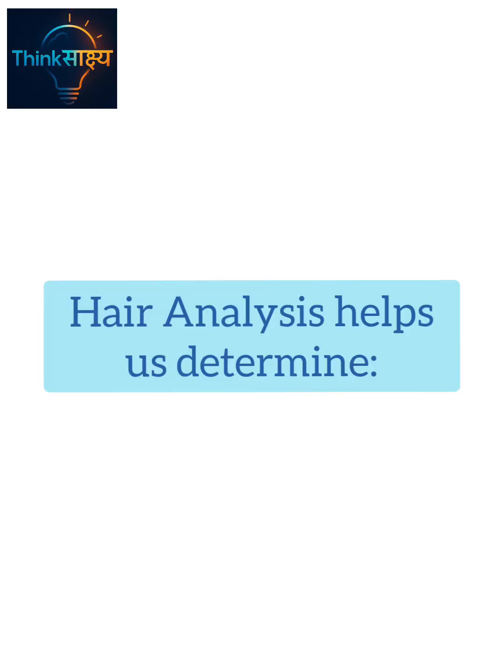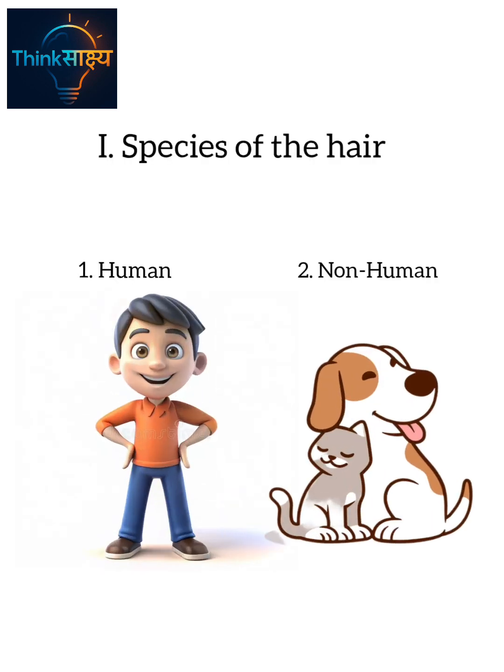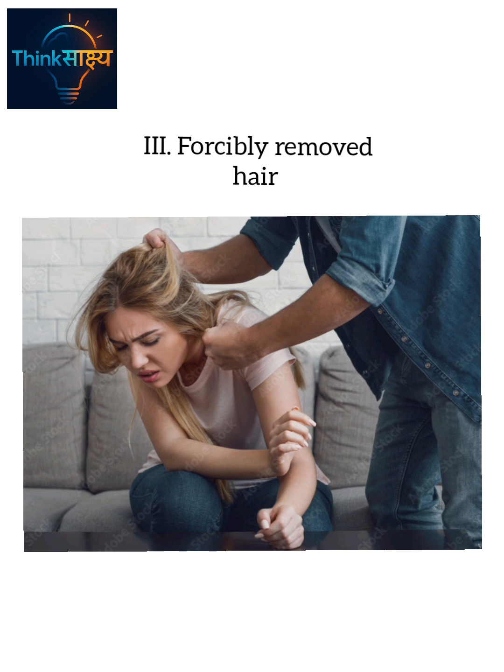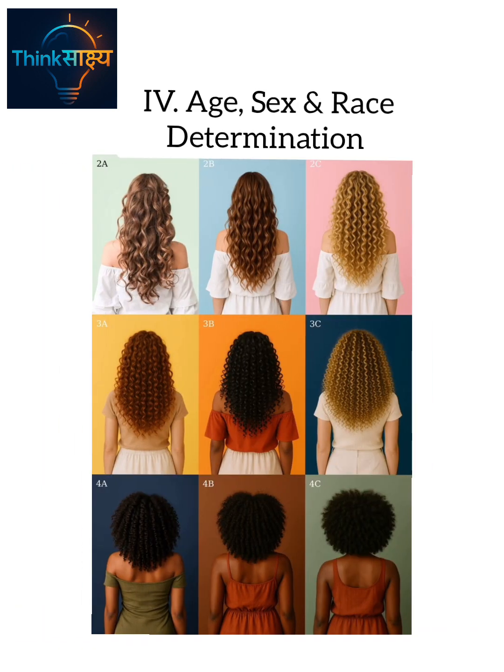Hair analysis can help us determine things such as: number first, the species of the hair, human or non-human; number second, the body area it came from, the part of the body the hair belongs to; number third, whether it was forcibly removed; number fourth, the age, sex and race of the person.